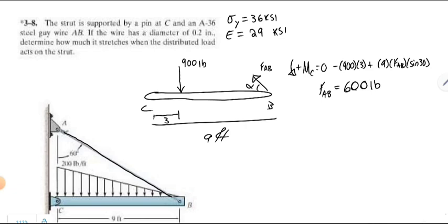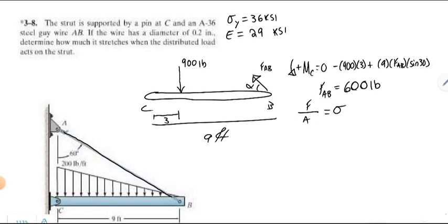So now we're ready to move on to some actual mechanics of materials. Well, this assumed direction was correct, so we know that the wire was experiencing some tensile force. In other words, the wire is going to get stretched out, right? We can take this force and divide it by an area so we can figure out the stress right there.